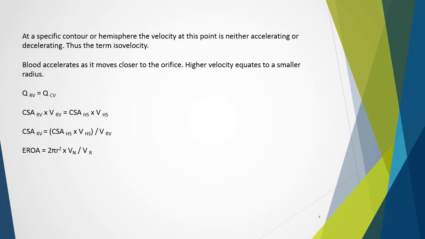Expanding the equation of what goes in must come out, we see that flow through the regurgitant valve is equal to flow within the hemisphere. Expanding out, cross-sectional area times the velocity, and then substituting across with a little bit of algebra, the cross-sectional area of the regurgitant valve is equal to the cross-sectional area of the hemisphere times the velocity of the hemisphere divided by the velocity of the regurgitant valve. Basically, we can substitute cross-sectional area to be the effective regurgitant orifice area, EROA, and expanding further, we see 2 pi r squared times the aliasing velocity, which is the hemisphere aliasing velocity, divided by the velocity of the regurgitant lesion.